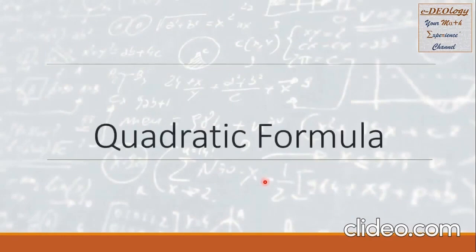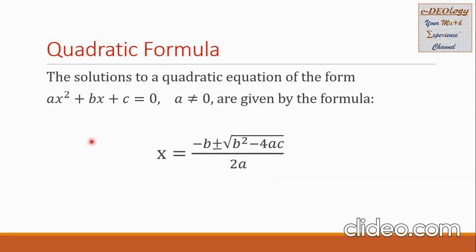Let us see now the quadratic formula. The solutions to a quadratic equation of the form ax squared plus bx plus c equals 0, where a is not equal to 0, are given by the formula, and this is the quadratic formula. x equals, in the numerator, negative b plus or minus the square root of the quantity b squared minus 4ac, all over 2a.